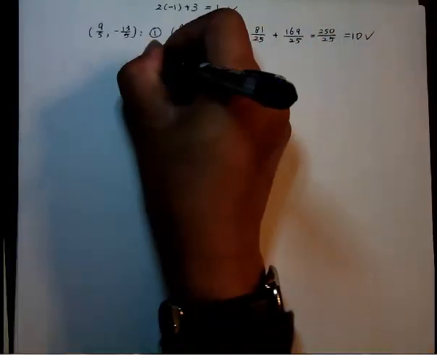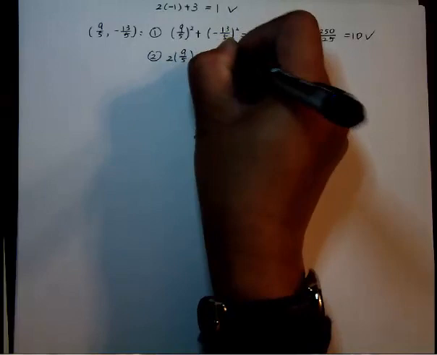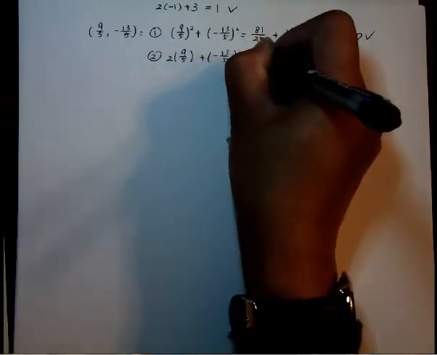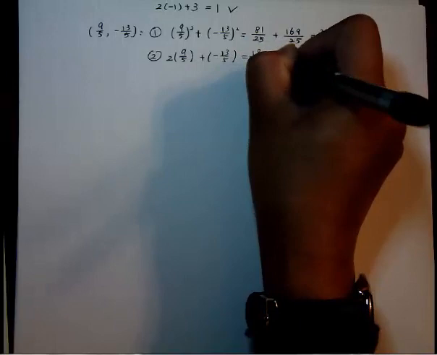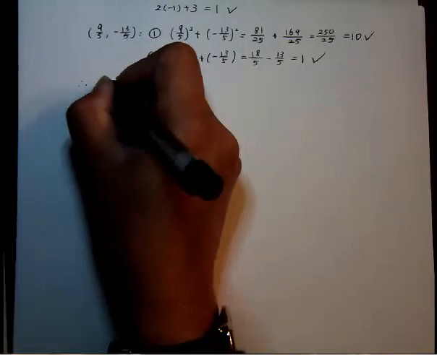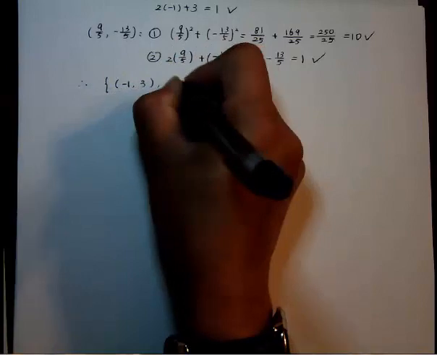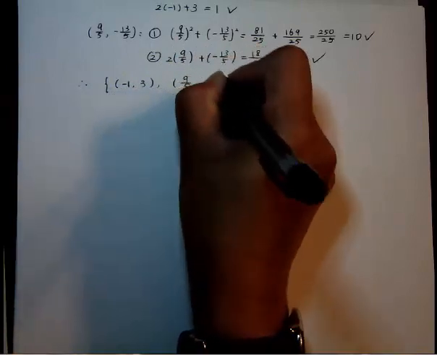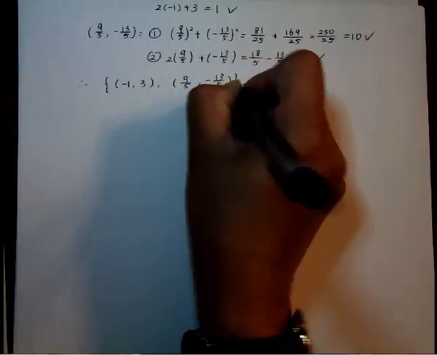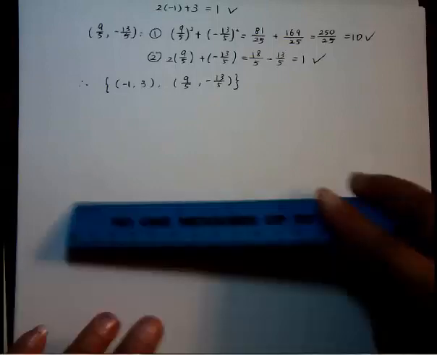How about the second equation? 2 times x, 9/5, plus y, -13/5, is equal to 18/5 minus 13/5. Yes, equal to 1. Therefore, the solution set, remember, we need to write it as a set: (-1, 3) and (9/5, -13/5). What does that mean geometrically in the graph? Okay, let's take a look at the graph of these equations.